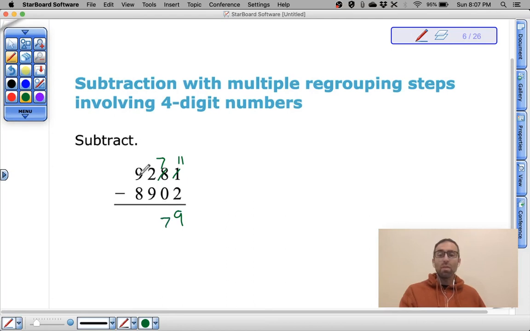Now I get to 2 minus 9, I can't do that. So I have to borrow from the 9. That becomes an 8, and the 2 is going to become a 12. 12 minus 9, I have an answer of 3. And 8 minus 8 is 0, so I don't need to write that over here. So 379 is my answer.